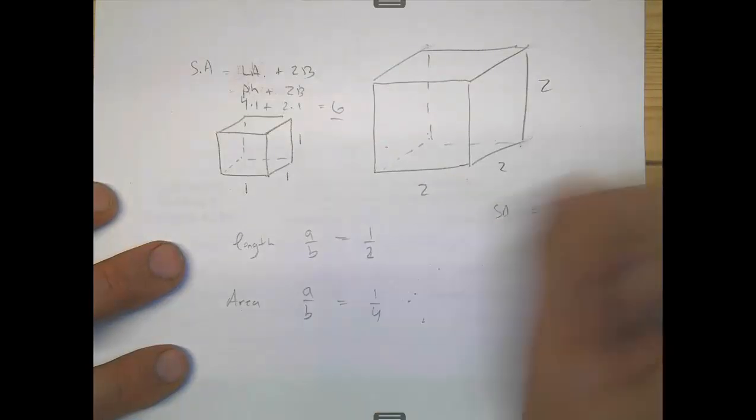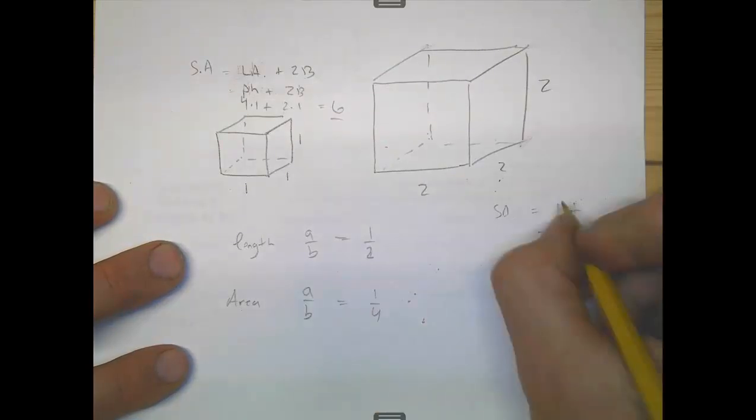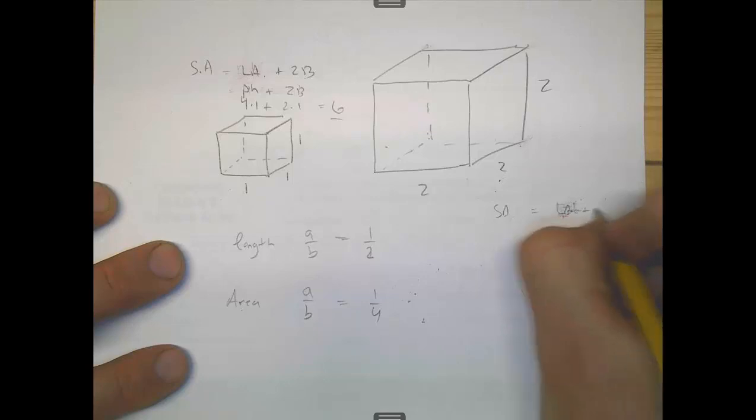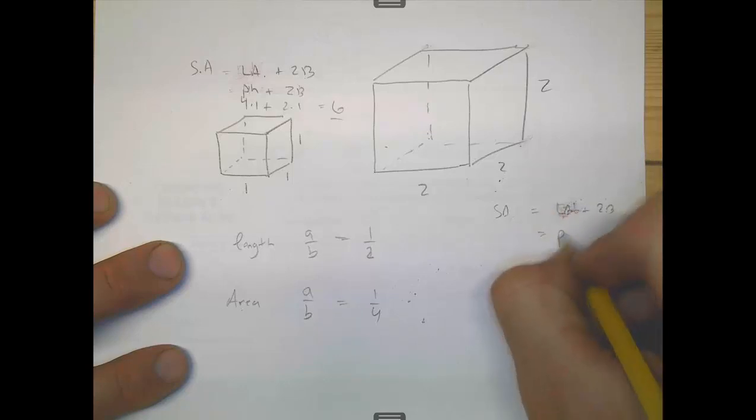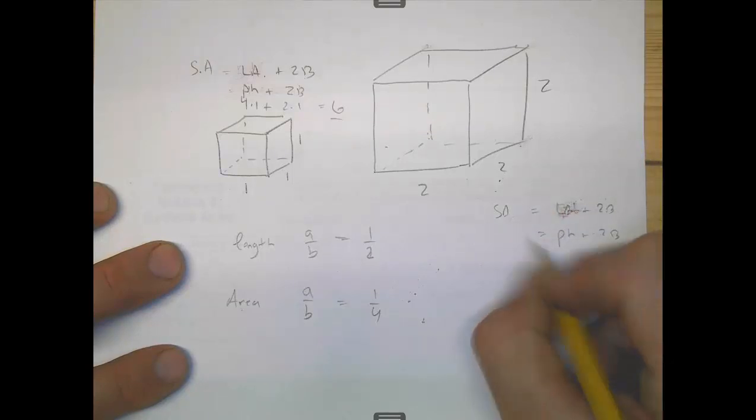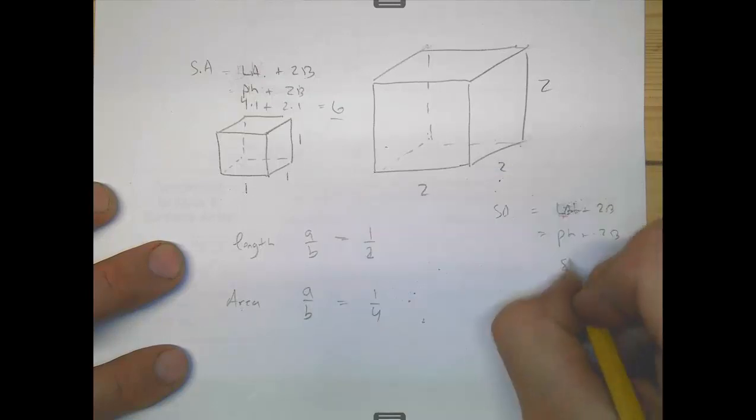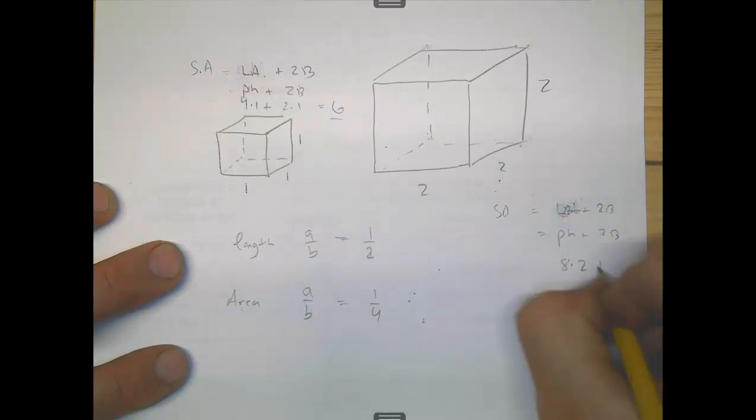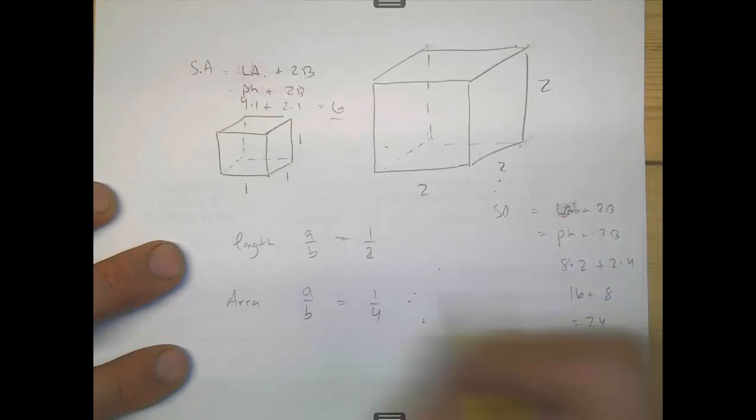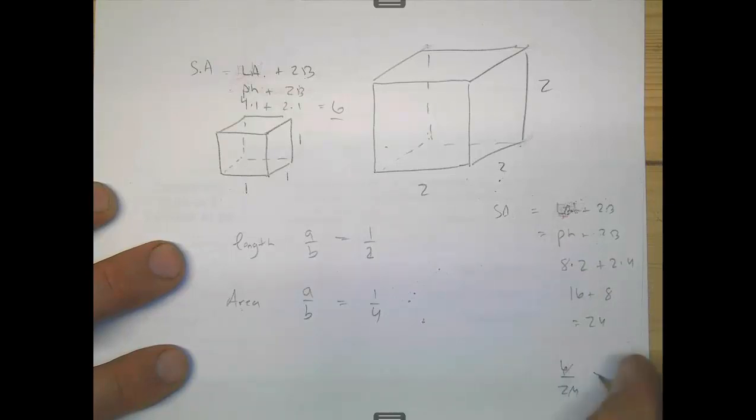Surface area of the big one is lateral area plus 2 bases, and we get the lateral area is perimeter times height, and the perimeter in this case is 8. The height is 2, and the area of the base is 4. So that's 16 plus 8, which is 24. So 6 to 24 is the comparison of surface area, which is 1 to 4, just like we thought. So the area is 1 to 4, if you actually look at this.